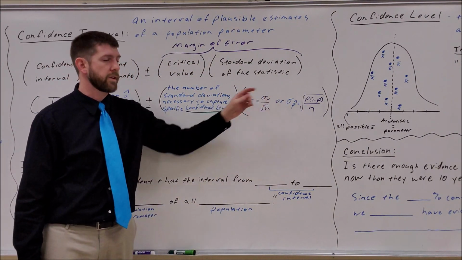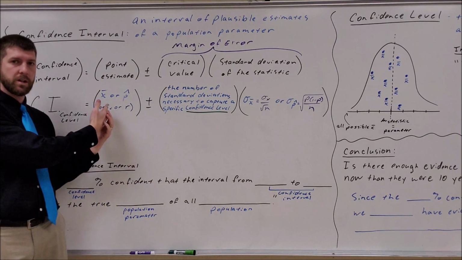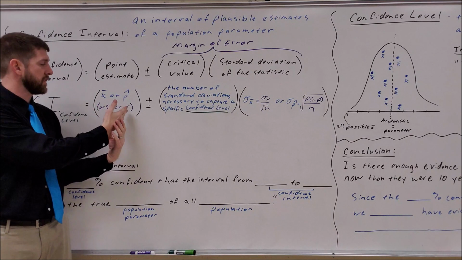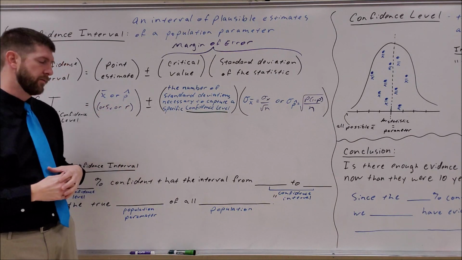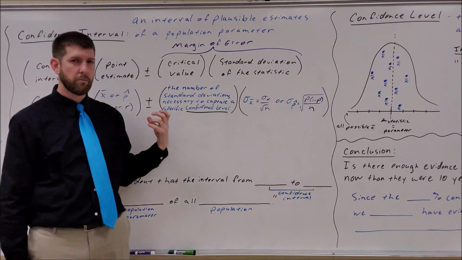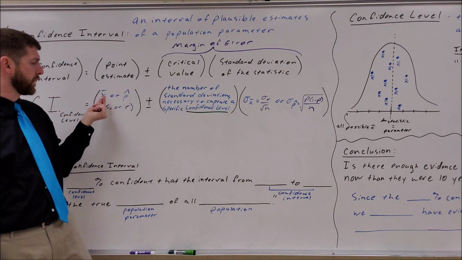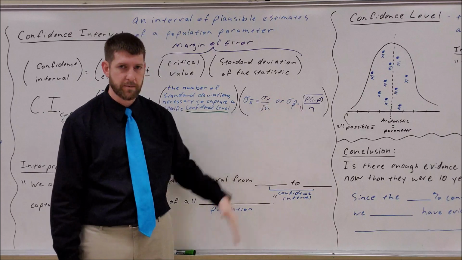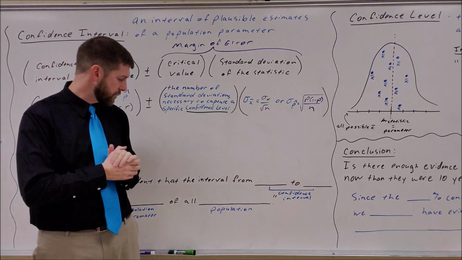Now, we work with more than x bar and p hat. We could be working with the sample standard deviation, or the correlation coefficient of the sample. But for what we've done at this point, we know means, we know proportions. We'll get to the other things later. So we're going to focus on means and proportions in this unit.